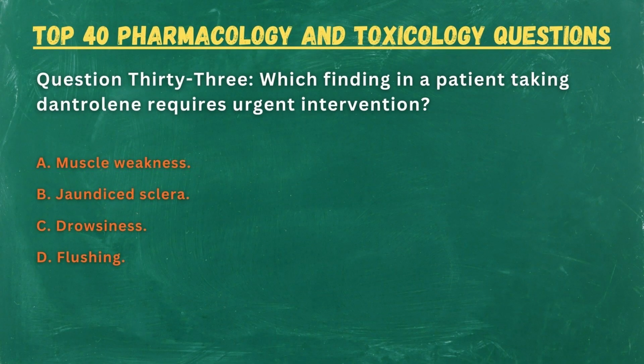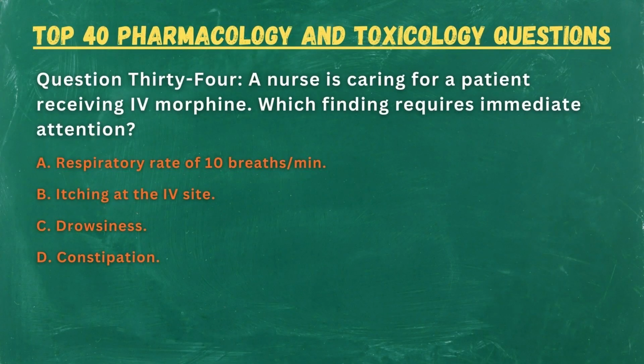Question 33. Which finding in a patient taking dantrolene requires urgent intervention? A. Muscle weakness. B. Jaundice. C. Drowsiness. D. Flushing. Answer B. Jaundice.